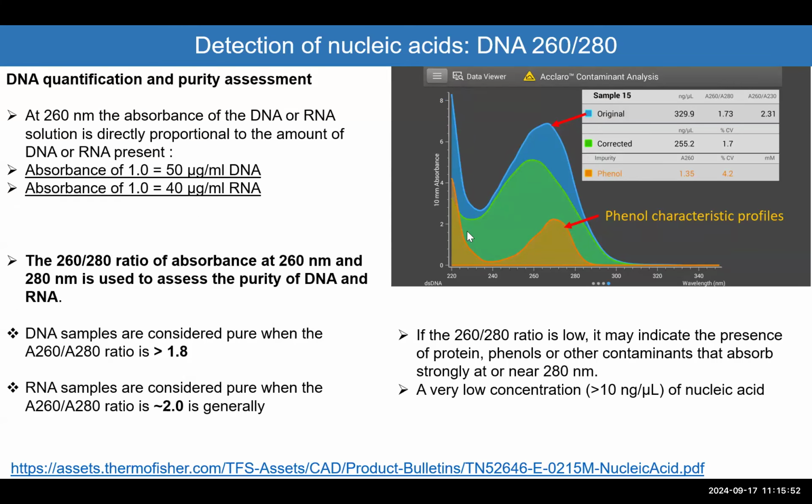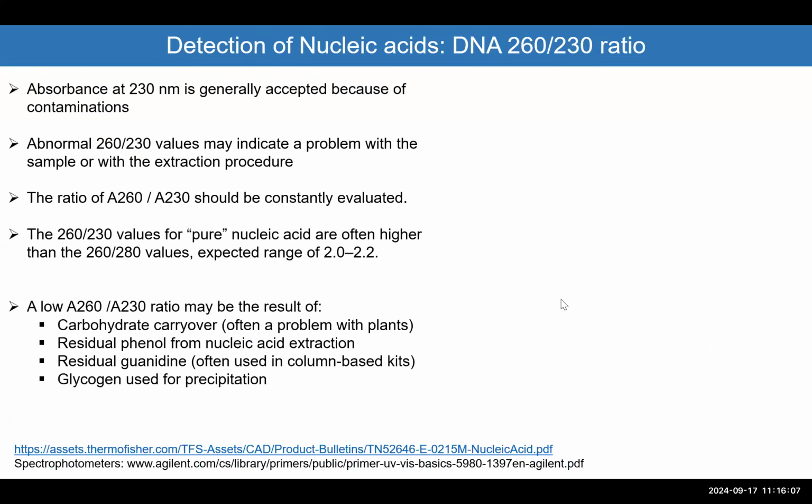And that's why I'm saying, anytime you start from a high point there, higher than the top of your curve, be careful. It would mean that you have a contamination at the 230 range. And that comes from many things. Could be carbohydrates, could be phenols, could be guanidine salt, could be glycogen that you have used throughout the protocol.